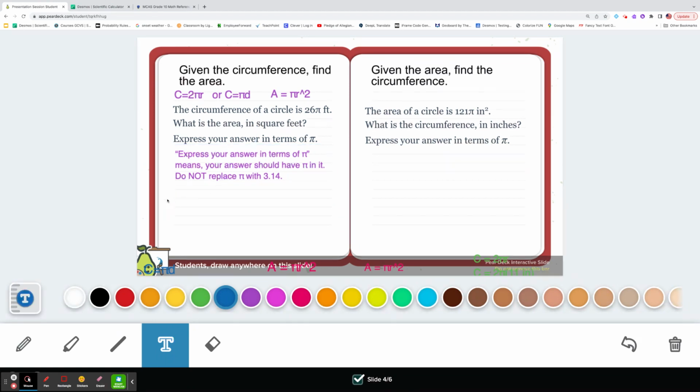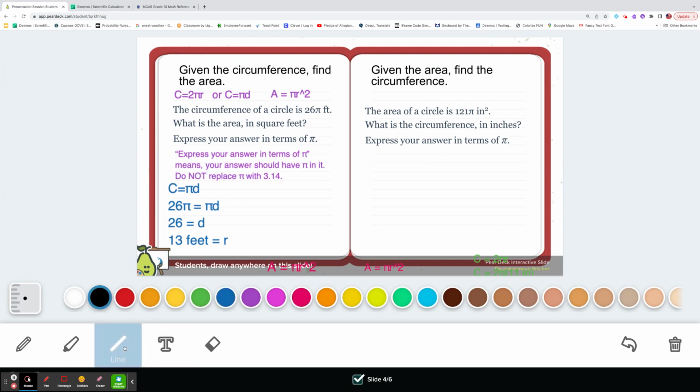Now, we're going to take a look at what's given. What's given is information about the circumference, so bear with me. The circumference is given as 26 pi. So I started with my formula for circumference, pi times diameter. I substituted 26 pi in place of C, and I wrote 26 pi equals pi d.